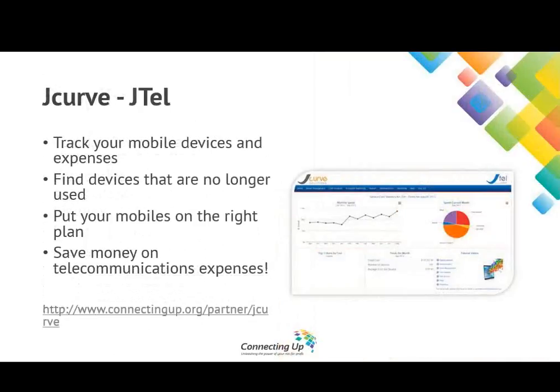Next one is Jcurve, or Jcurve are discounting their solution called JTel, and this is really designed for organizations that have organization-wide mobile phones. Depends on how many phones you've got, how much value you'll get out of it, but it's a great way to be able to track your mobile devices, whether they be mobile phones, internet dongles, tablets with SIM cards.